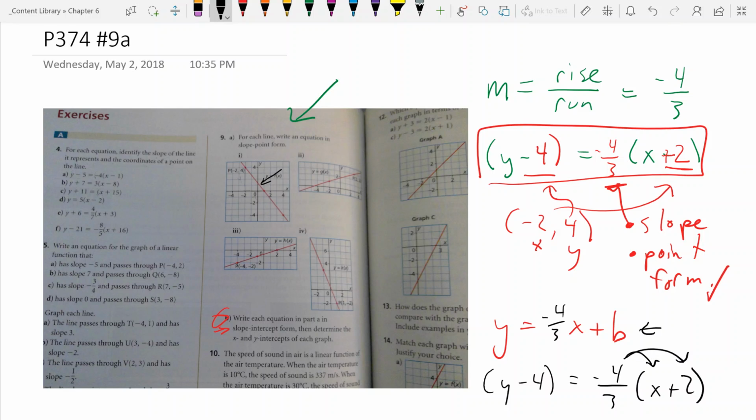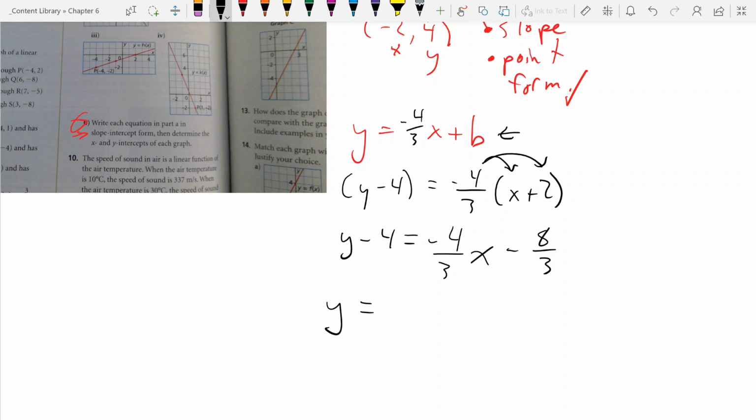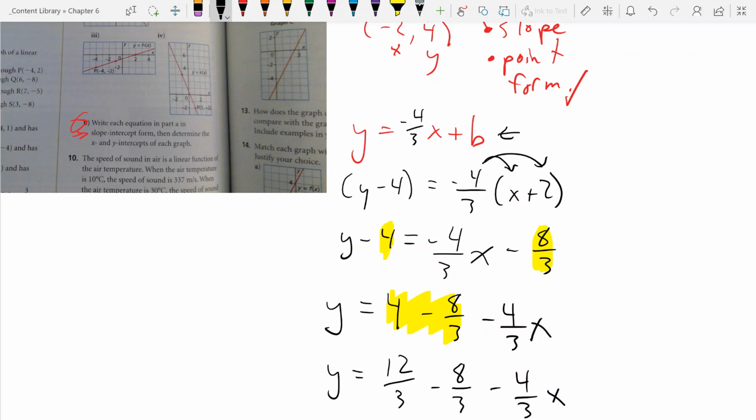This is just going to be y minus 4 equals -4/3x minus 8/3. Now I'm going to rearrange. y is equal to 4 minus 8/3 minus 4/3x. So I just took this and then put them beside each other so that I can simplify it a little easier. Make this a fraction so they can combine. That's going to become 4/3 minus 4/3x.